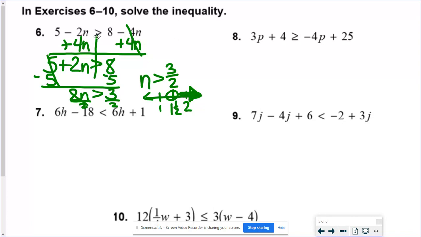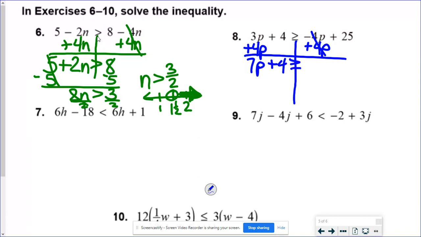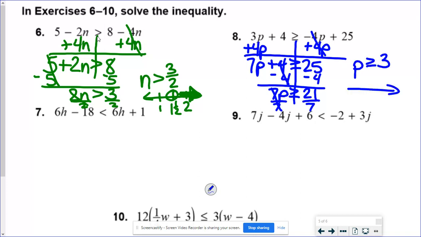Number 8, again, smaller variable is that negative 4p. So I would add 4p. So I'm going to have 7p plus 4 is greater than or equal to 25. Subtract 4, and I get 7p is greater than or equal to 21. So p is greater than or equal to 3. Filled in circle. Greater than. It's going to the right.